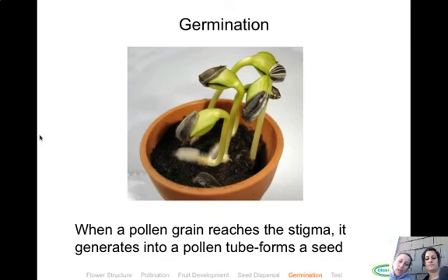Okay, so the last thing we're going to discuss real briefly is germination. Germination is basically like the development or the production of the seed from the pollen grain. Okay, so when a pollen grain reaches the stigma, it generates a pollen tube and then eventually forms a seed. Germination is the term for that production.